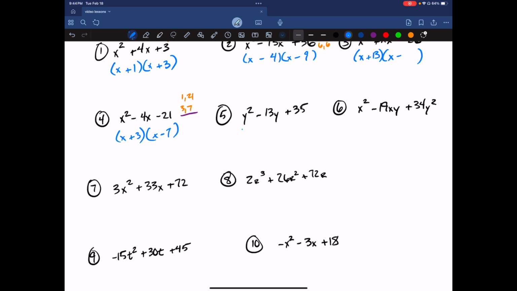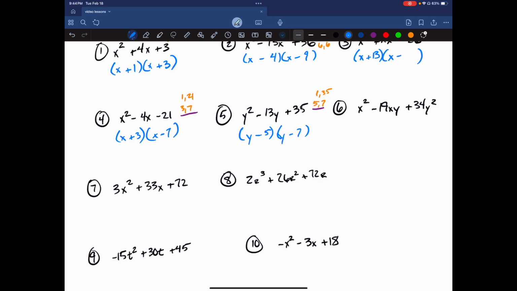All right, moving on. You have y, minus, minus. Okay, we have factors of 35, or 1 and 35, 5 and 7. So we're going to use 5 and 7. And my sign's the same, so it doesn't matter which goes where.